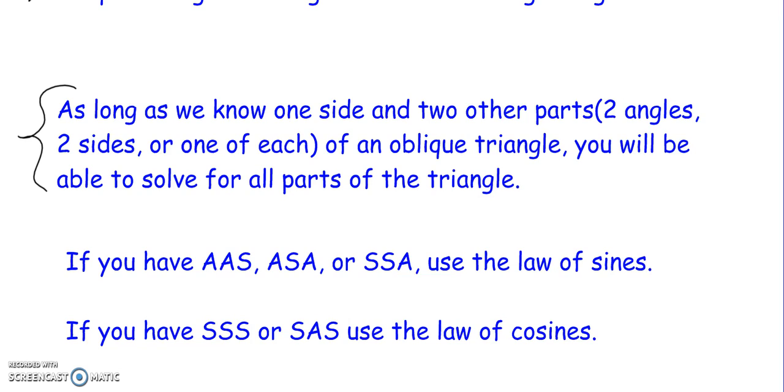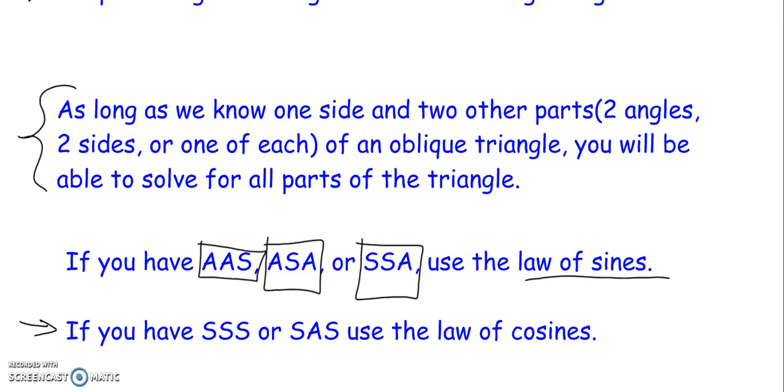I assume that you've seen this notation before: angle, angle, side; angle, side, angle; or side, side, angle. If we have any of these three given to us about a triangle, we will be able to use the law of sines. We will be looking at that today. What we will be looking at in the future is the law of cosines. That's going to be if we have SSS or SAS, but that's going to be for another day.